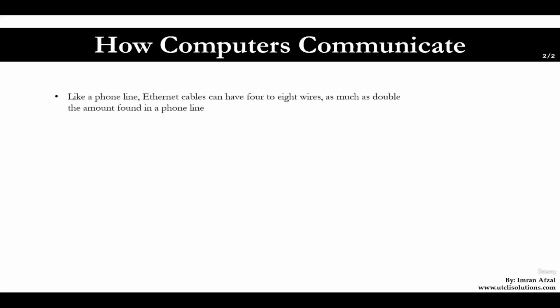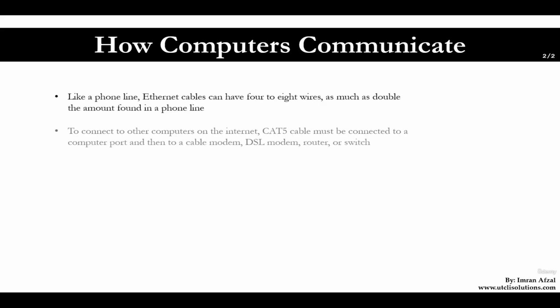Now, like a phone line, Ethernet cables can have 4 or 8 wires, as much as double the amount found in a phone line, to connect to other computers on the internet. Cat5 cable must be connected to a computer port that we already talked about, and then to a cable modem or DSL modem or a router or a switch that is provided to you by your ISP. ISP stands for Internet Service Provider.